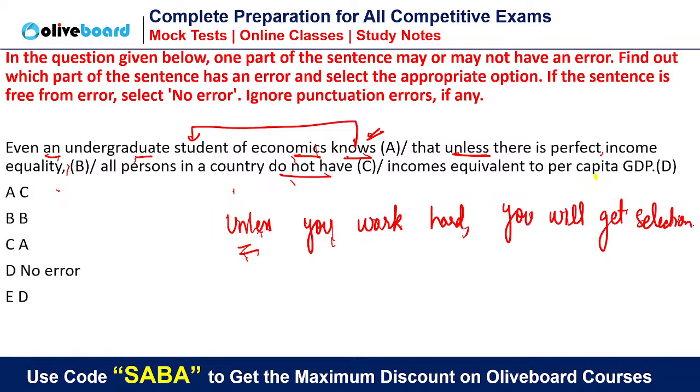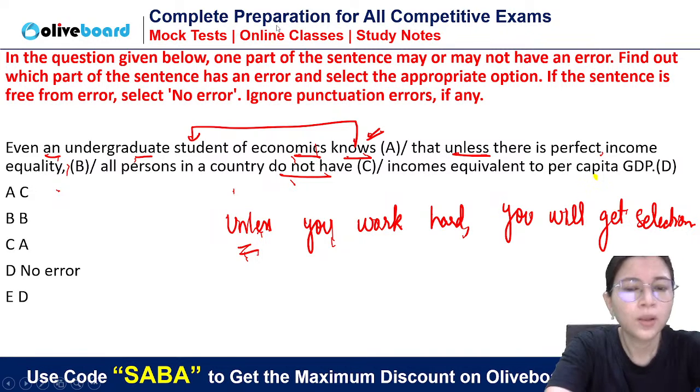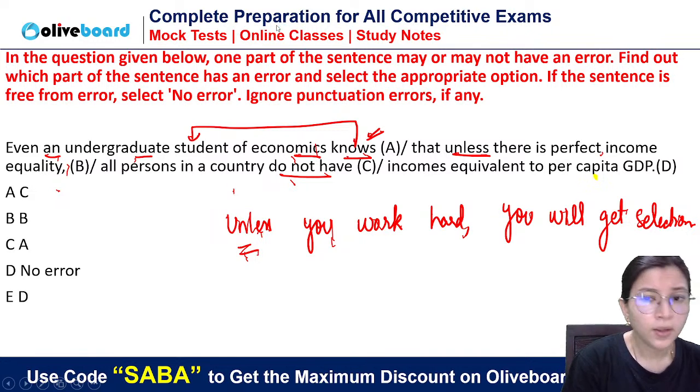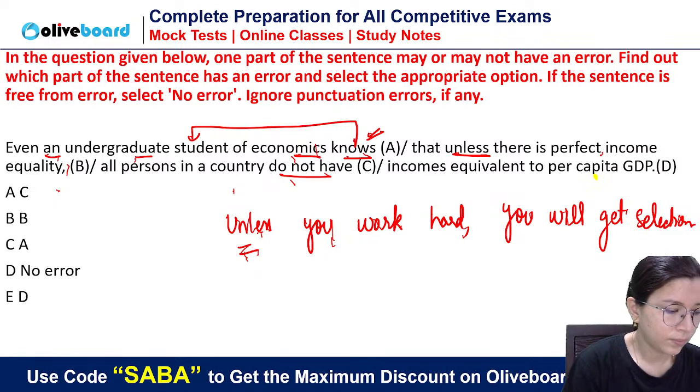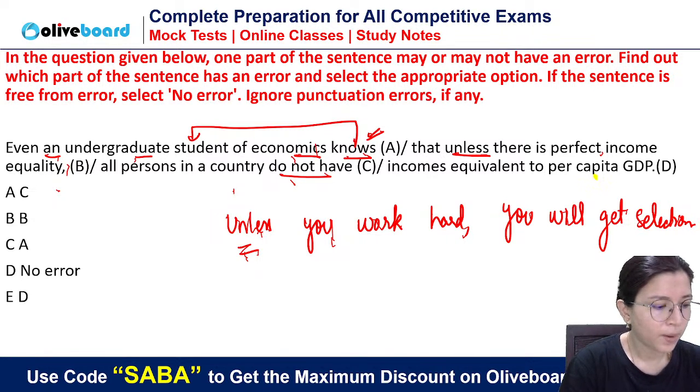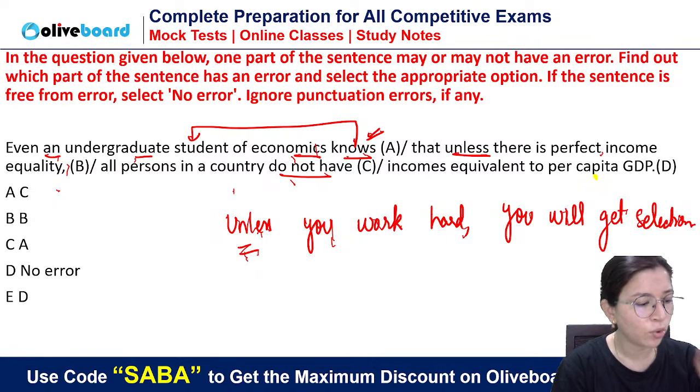Those who are saying unless and not can't be used together, is this sentence correct? Unless you work hard, you will not get selection. Unless not redundancy. Divya reply to this. आप मेहनत नहीं करेंगे आपका सिलेक्शन हो जाएगा.